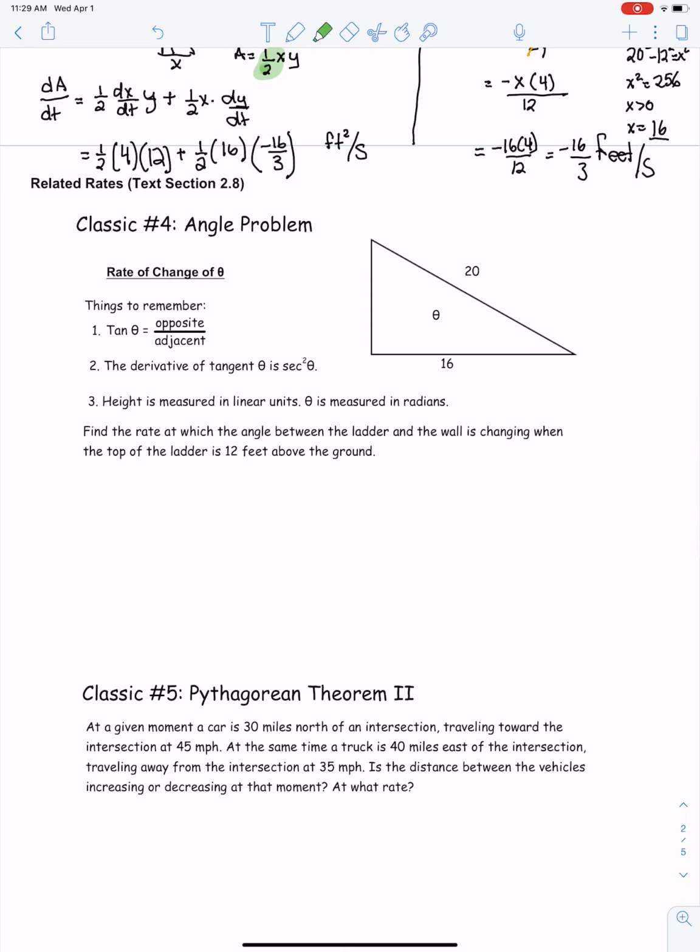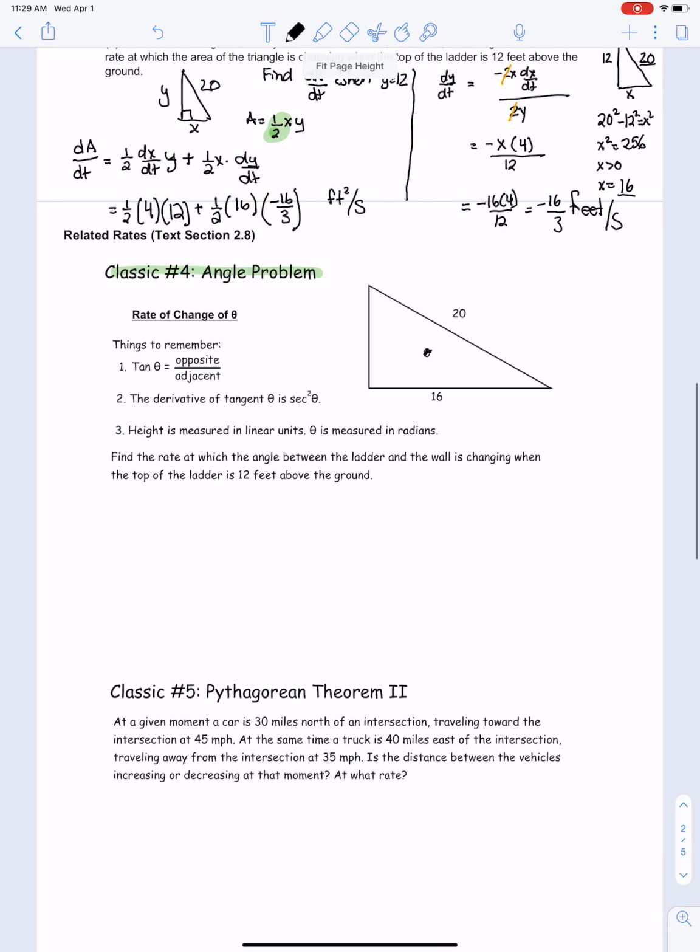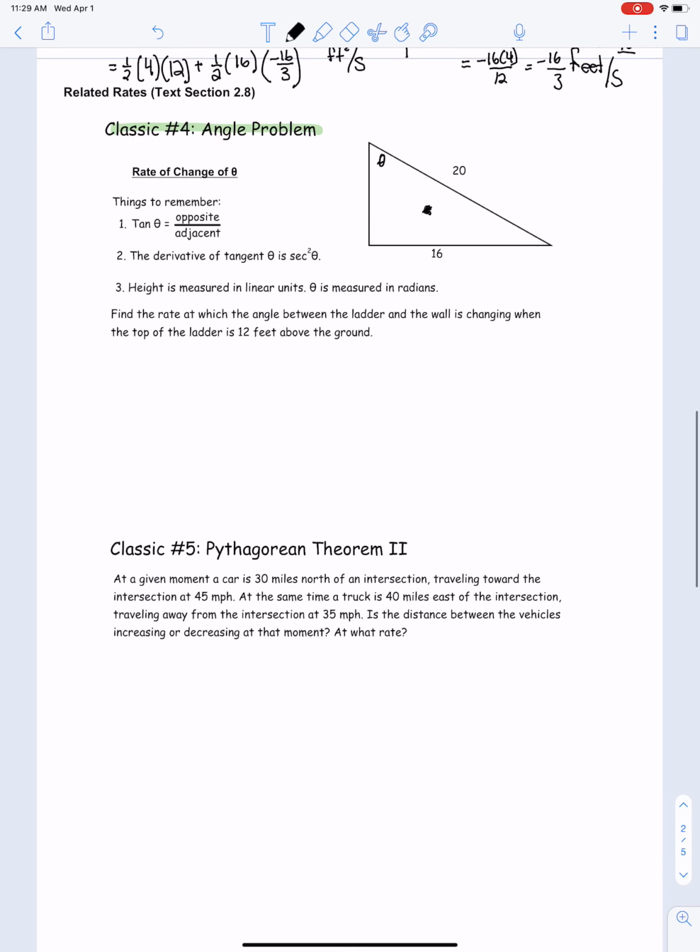Now, classic example 4 type problems are referring to area problems. So with area or with angle problems, we might be given an angle in the problem, and then you need to take that angle and somehow write an equation with it. And sometimes we're going to use our SOHCAHTOA to do that. So this is just information for you. We just have to also remember we're always measuring our theta in radians.